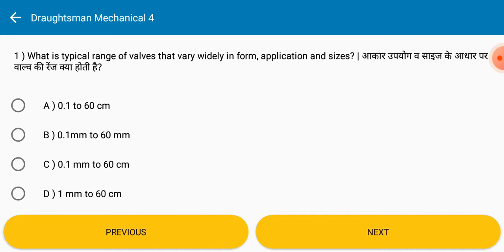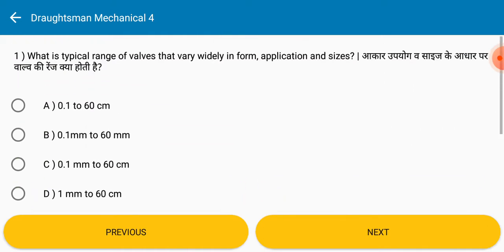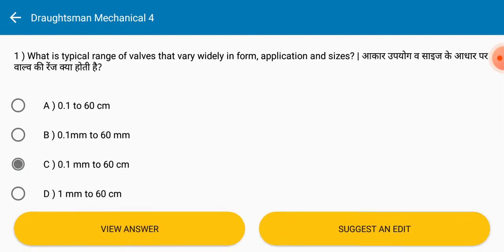What is the typical range of valve that vary widely in form, application and size? आकार, उपयोग व साइज के आधार पर वाल्व की रेंज क्या होती है? Option number C is the right answer. 0.1 mm to 16 centimeter.